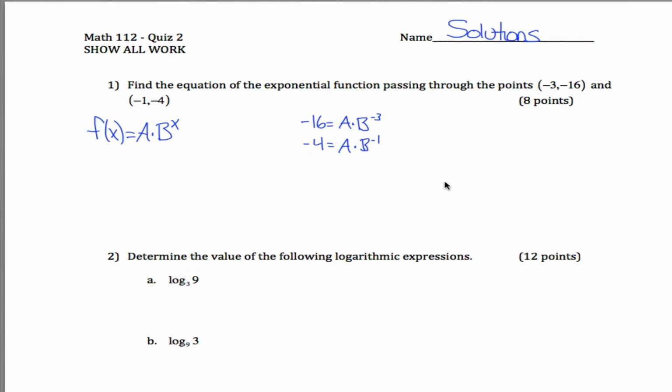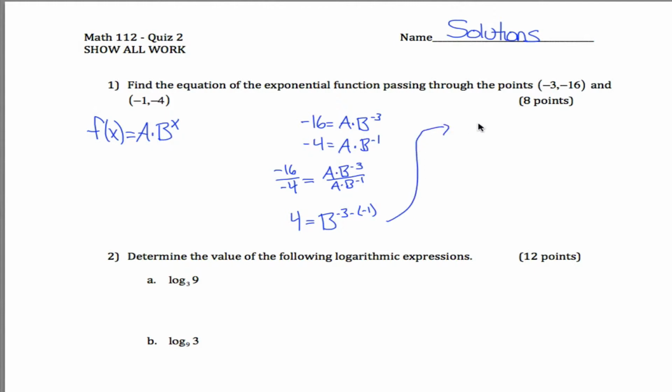And here's where we use a little trick. It's called dividing equations. You say if these two things are true, then it must be the case that -16 divided by -4 is equal to a times b to the -3rd power divided by a times b to the -1st power. Okay, well -16 divided by -4 is +4. And these a's cancel out. B to the -3rd power divided by b to the -1st power is b to the -3rd minus -1 power, whatever that ends up being.